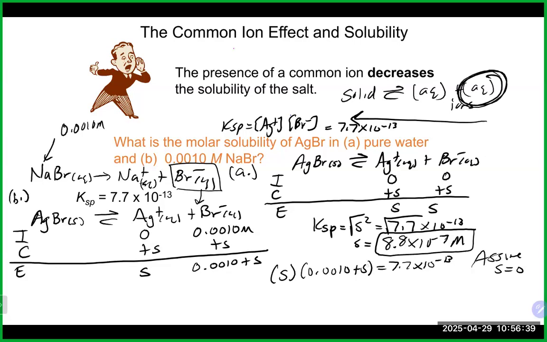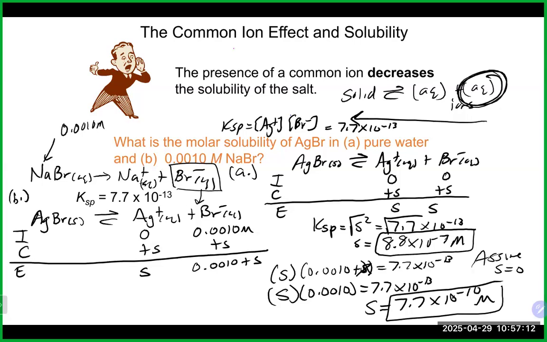In this case, just like we do with x's, we are only going to get rid of an S we're adding it to or something like that. So it's just going to be that S. That would get us S times 0.001 equals 7.7 times 10 to the minus 13. Gonna divide that to the other side. That's gonna give us a molar solubility of 7.7 times 10 to the minus 10 molar.